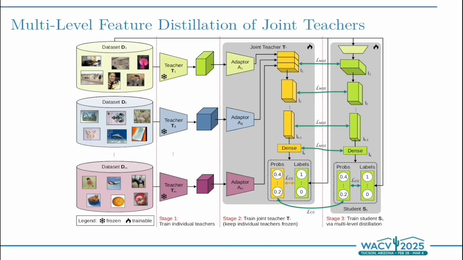The MLFD framework uses 3 stages. The first one is optional, represented by training one teacher on each dataset. We can replace this step by using pre-trained or foundation models. In the second stage, we merge the individual teachers at a certain representational level into a joint teacher. The joint teacher comprises the remaining representational levels. Finally, each student trains with multi-level feature distillation from the joint teacher.